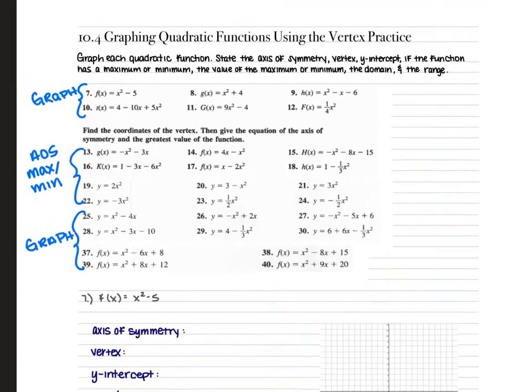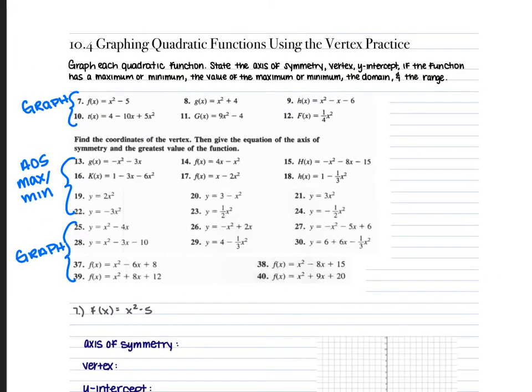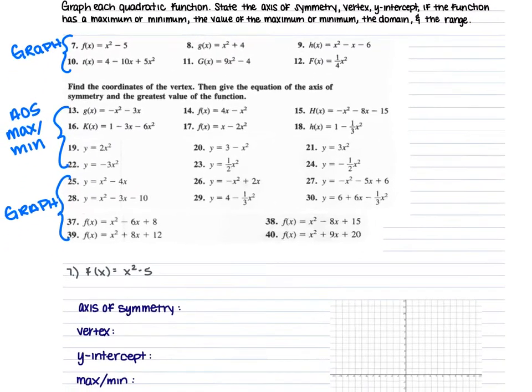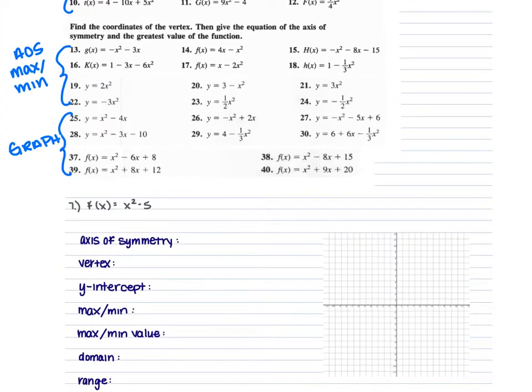10.4, graphing quadratic functions using the vertex practice. These are your solutions. So the first 7 through 12, we are going to be graphing these, telling the axis of symmetry, the vertex, the y-intercept, if this has a maximum or minimum, the value of that, and the domain and range, as well as graphing.